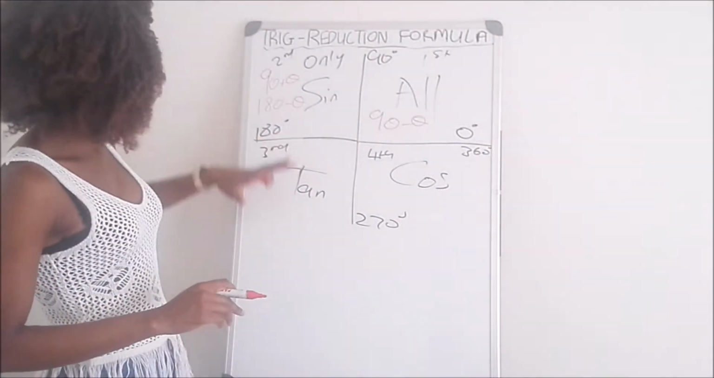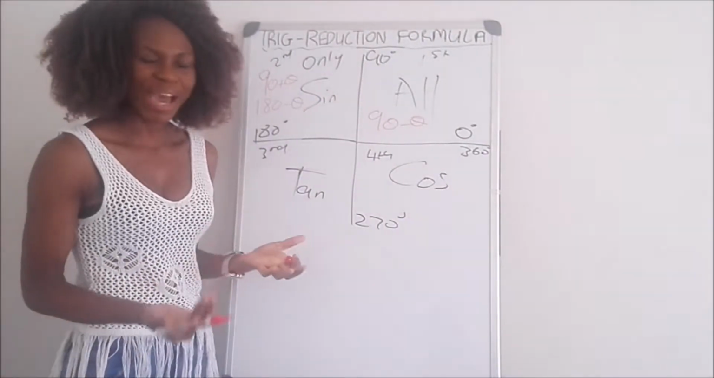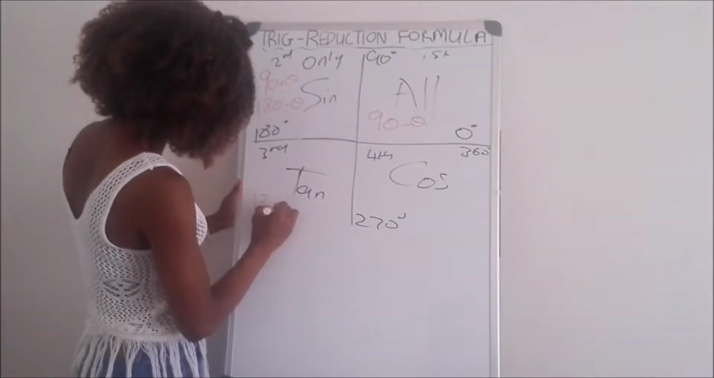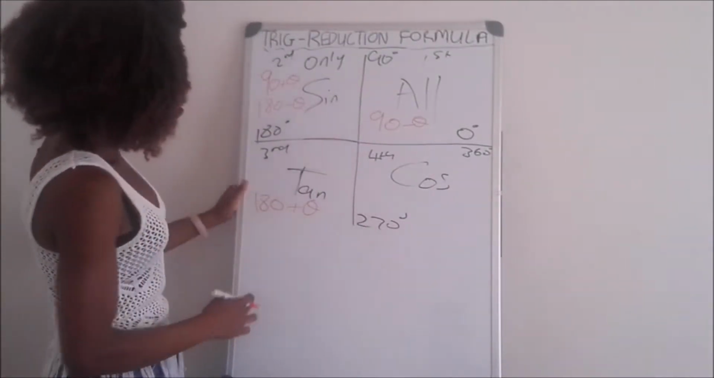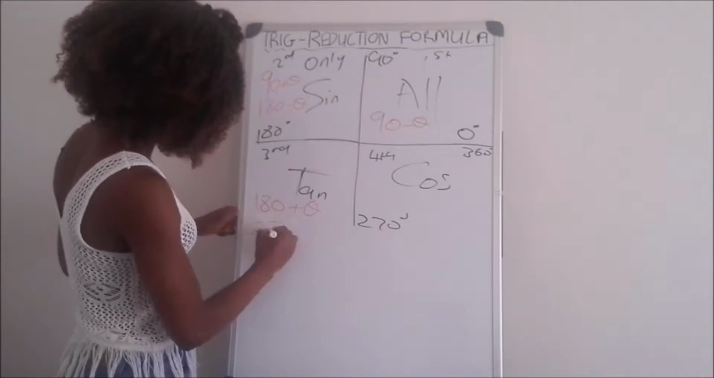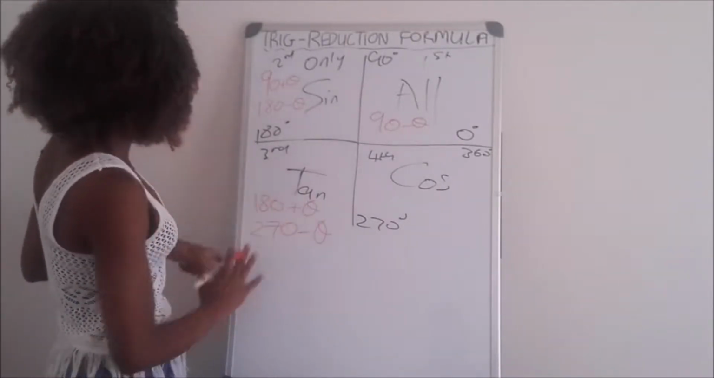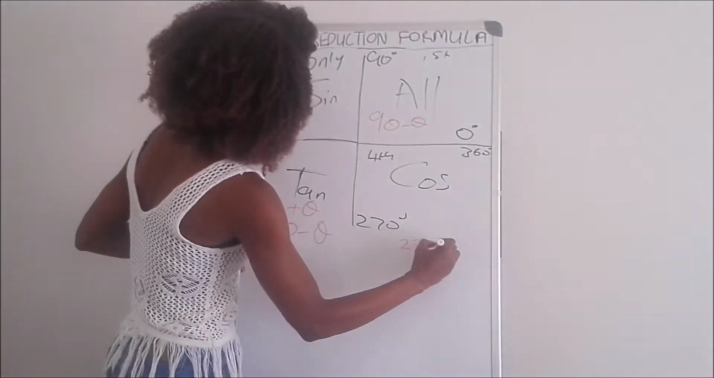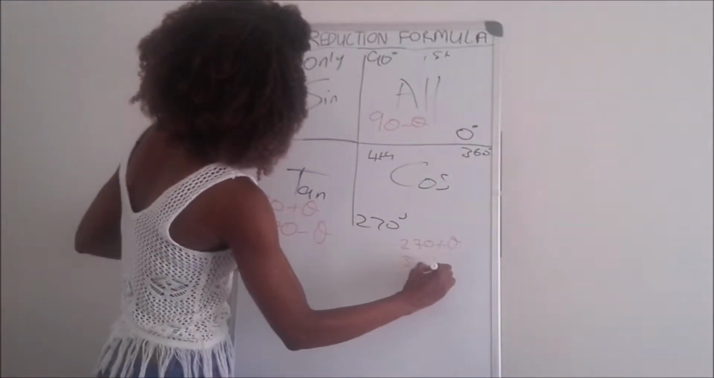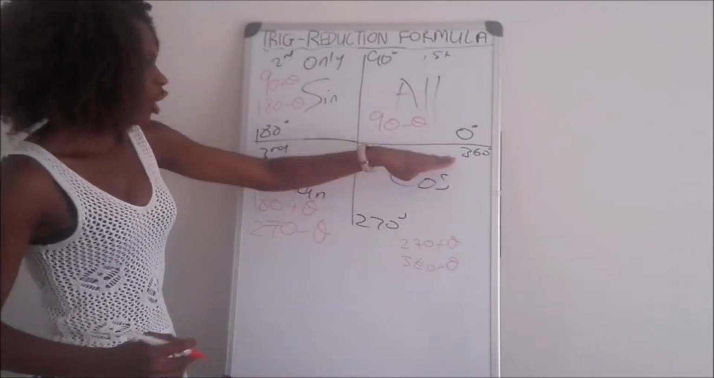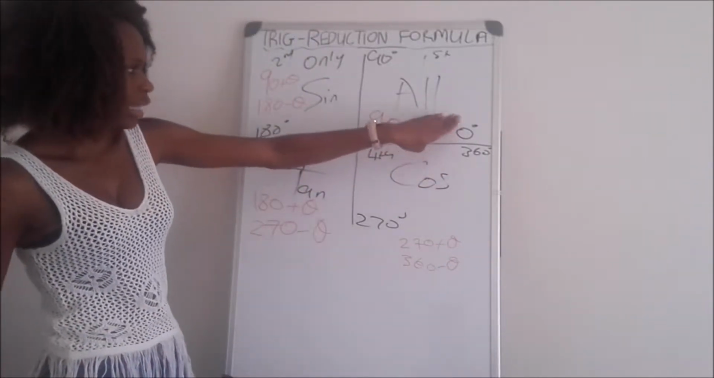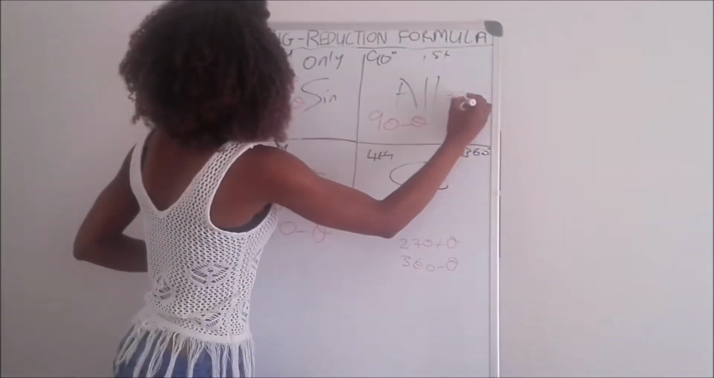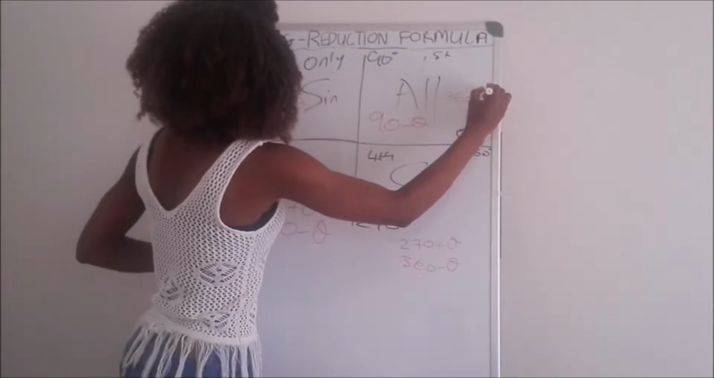Here, because it's after the 180 axis, it will be 180 plus theta. This is the third quadrant, we have 180 plus theta, and also 270 there, which will be 270 minus theta in this quadrant. When we go to the fourth quadrant, we have 270 plus theta and 360 minus theta. And 360 is this axis, which also affects the first quadrant, so in the first quadrant we also have 360 plus theta.